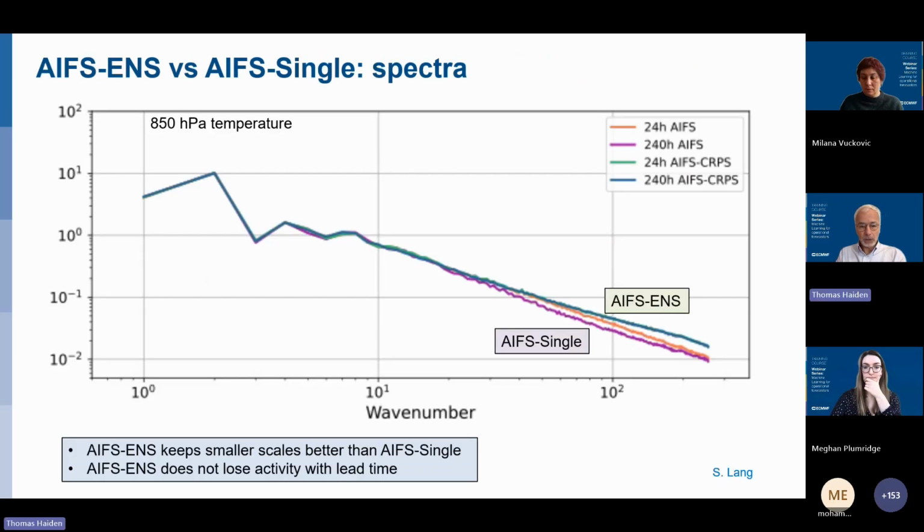And we can also see this when we look at a spectrum again. So this is now AIFS ensemble versus AIFS single. And you can see the AIFS ensemble spectrum. This is the green curves, which are on top of each other, so you just see one green curve. This is for day 1 and day 10. Both are on top of each other. You can see that they are really following a straight line, and the AIFS single drops off depending on the lead time. So orange for day 1 and purple for day 10 drops off a bit more strongly. So this is also a different characteristic of the AIFS ensemble, that it does not lose activity with lead time.